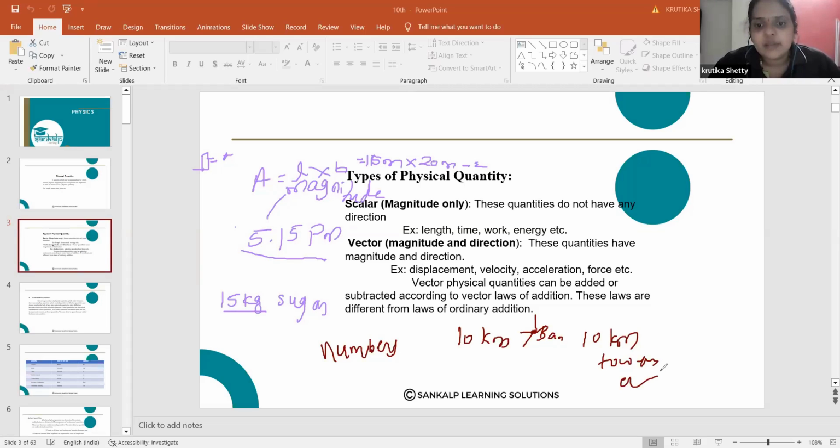So here what I am specifying, I am specifying the direction. So such quantities are called what? That is vector quantities. I hope the scalar and vector quantity definitions are clear to you.